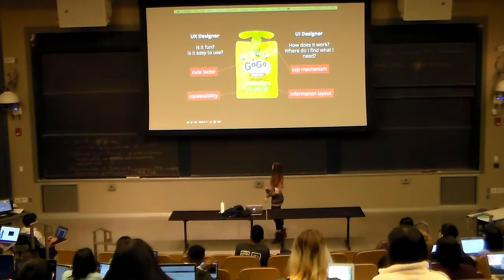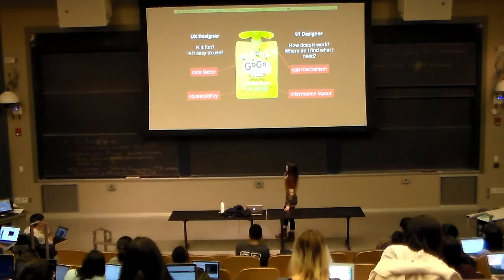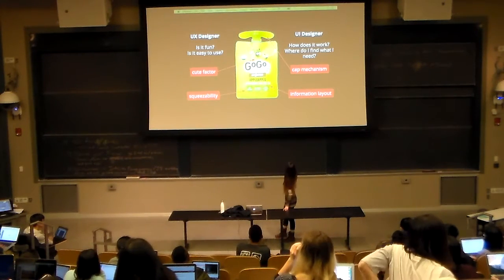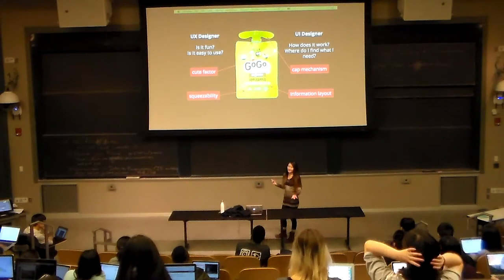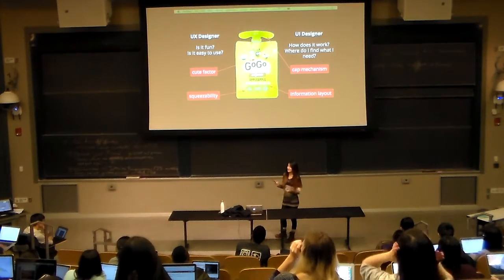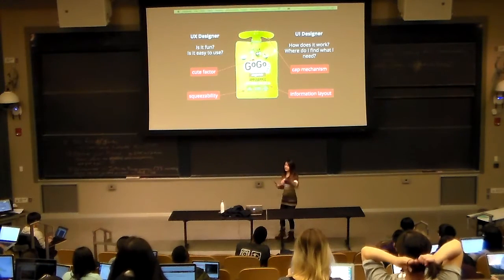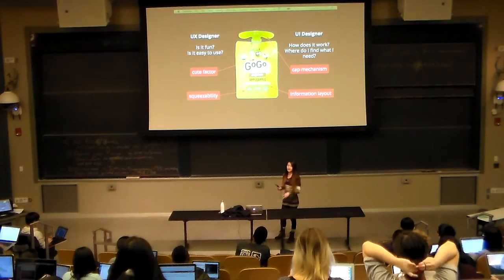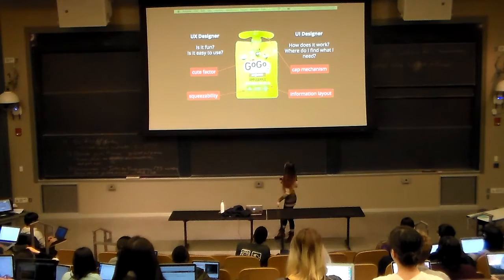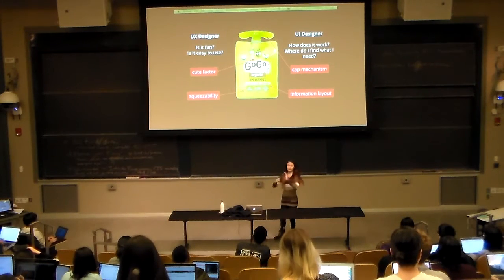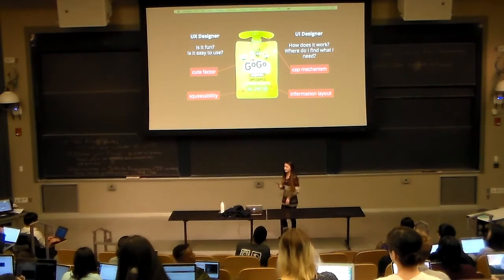Cool. So here are some differences between UI and UX. A UI designer asks questions like, how does it work, and where do I find what I need? In this example of an applesauce pouch, a UI designer would focus on things like the cap mechanism, how you unscrew it, how you actually squeeze out the applesauce, and the layout of the information on the pouch, so how you can see what the calorie count is, what's important to you.